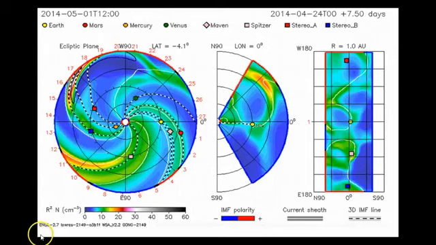But again, it looks like the filaments will be our main concern for the next few days, and the coronal mass ejections that they can throw out.